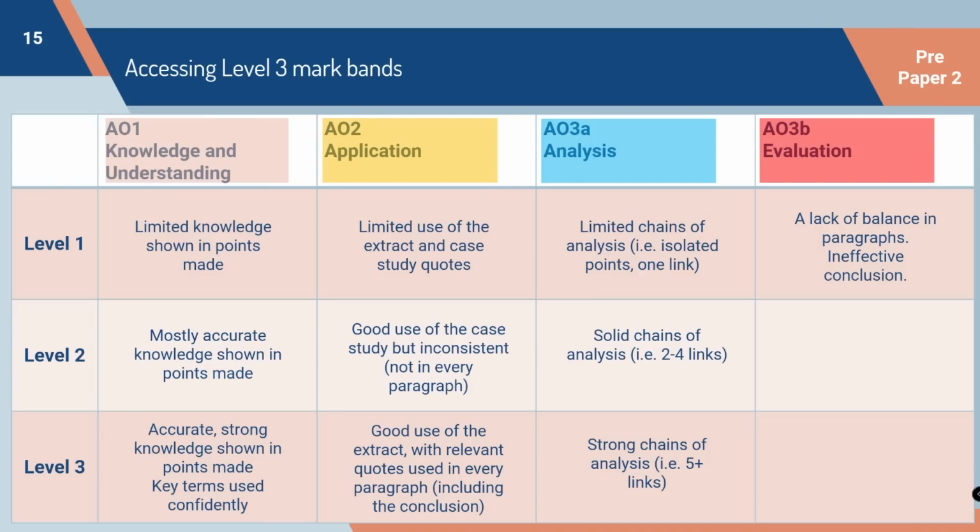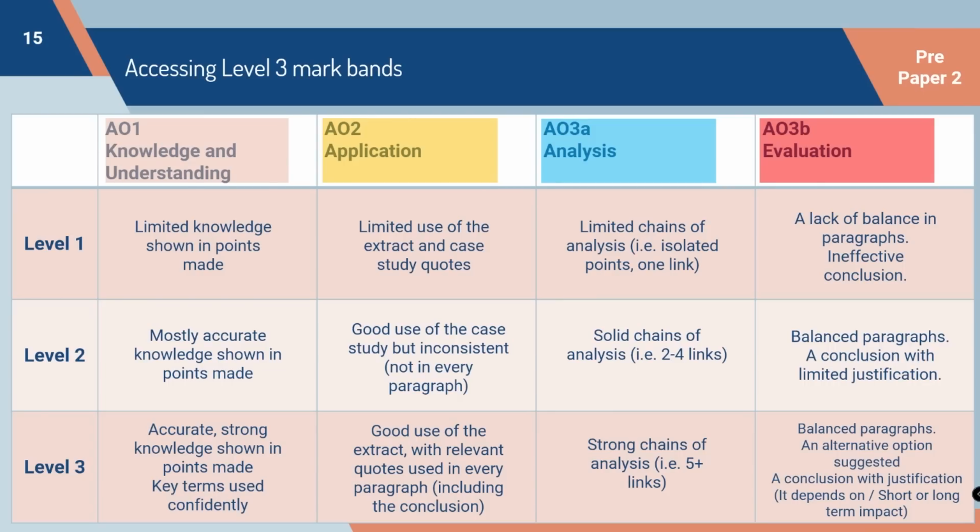For evaluation, level 1 is where you might not have a balance in your answers. This is obviously only the case for the 9 and 12 markers. You might have a conclusion that's ineffective. Level 2 would be balanced paragraphs and then a conclusion with some justification. And level 3 would be balanced paragraphs. In the 12 marker, if your conclusion suggested an alternative, and then you would have a conclusion with a justification in the 9 marker and 12 marker. So it depends on short-term, long-term impact, something like that.